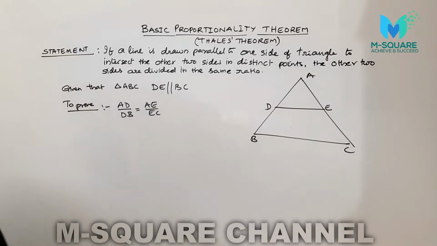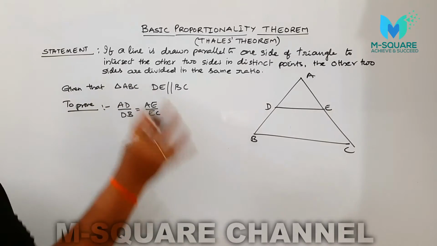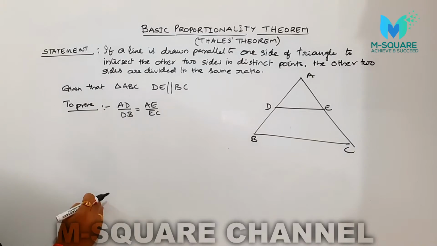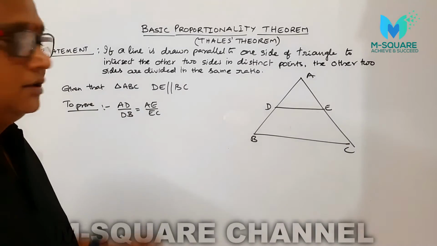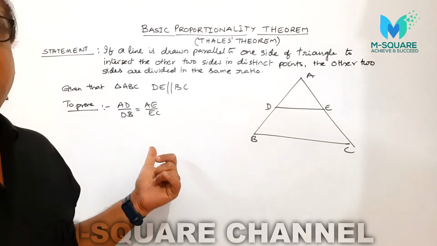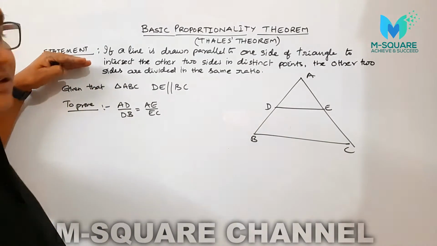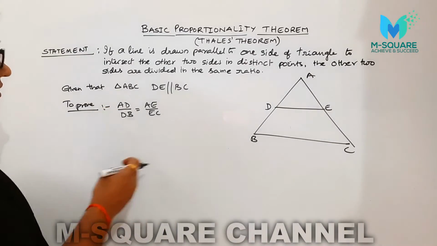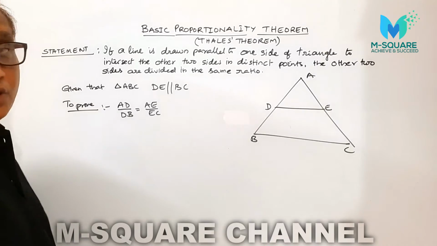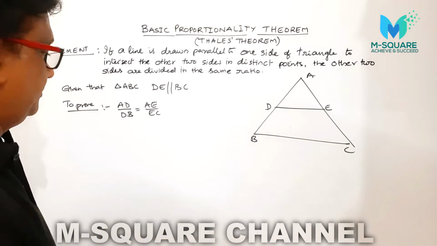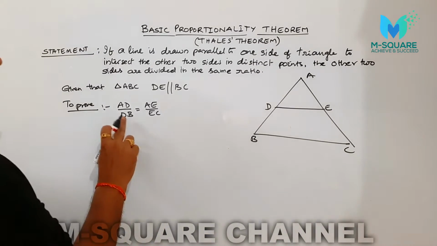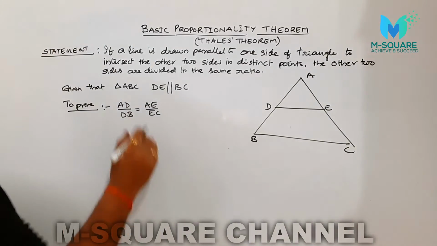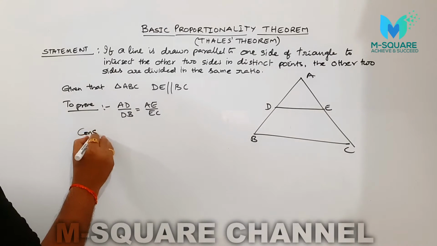How to prove it? A theorem has several parts: statement, given, to prove, construction, proof, and conclusion. Now we are going to take AD by DB equal to AE by EC as the part to prove. So first we do the construction.